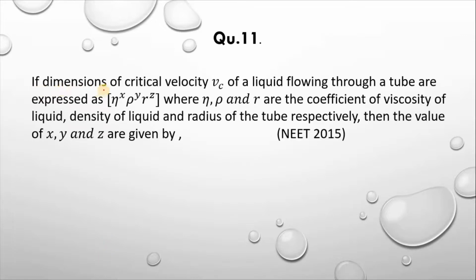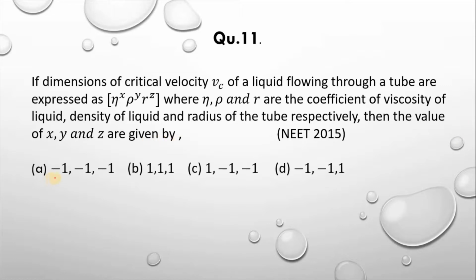If the dimensions of critical velocity, that is Vc, of a liquid flowing through a tube are expressed as eta raised to x, rho raised to y, and r raised to z, where eta, rho, and r are the coefficient of viscosity of liquid, density of liquid, and radius of the tube respectively, then the values of x, y, and z are given by, we have 4 options: minus 1, minus 1, minus 1; 1, 1, 1; 1, 1, minus 1; and minus 1, minus 1, 1. So you have to find the right option.